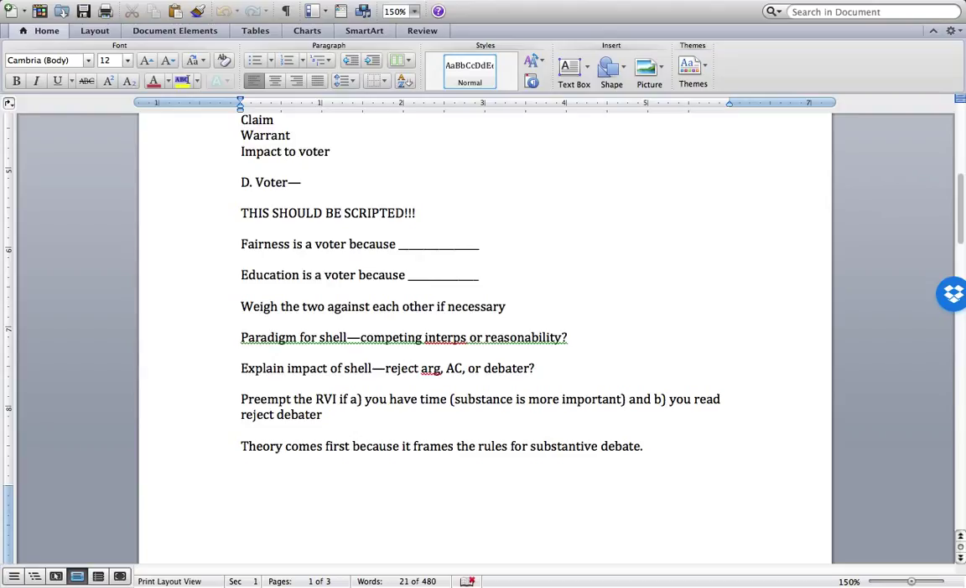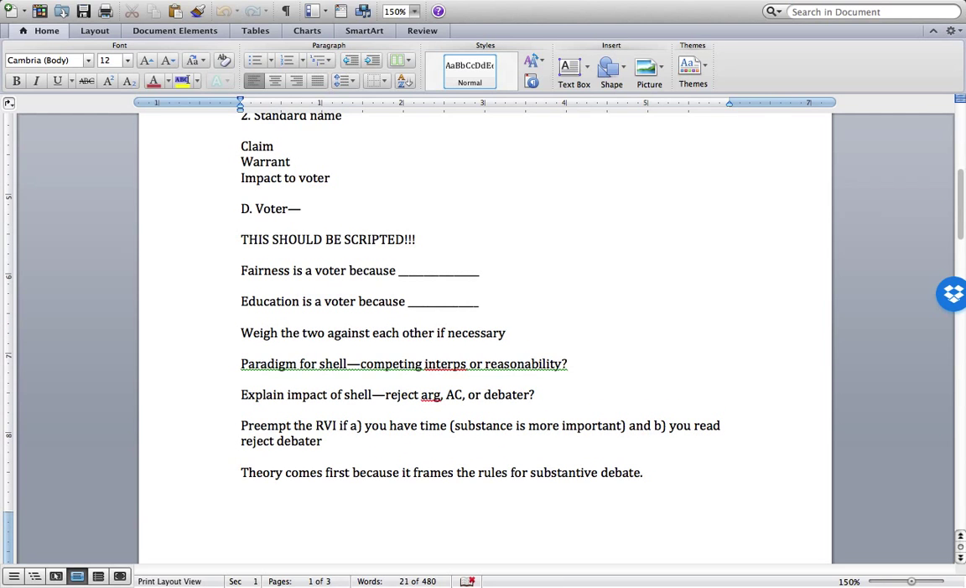What is the paradigm for the shell? Competing interps, reasonability. Explain the impact of the shell. Preempt the RVI if you have time. And theory comes first. Okay. Those are the big things that you need to cover in the voter.